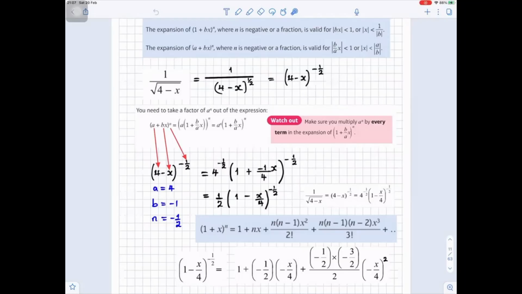So what you would do is you would have 1 plus n, which is minus a half, times our x, which is minus x over 4. Plus n, which is minus a half, times minus a half minus 1, which is minus 3 over 2, all over 2 factorial, and our x squared is minus x over 4, all squared.